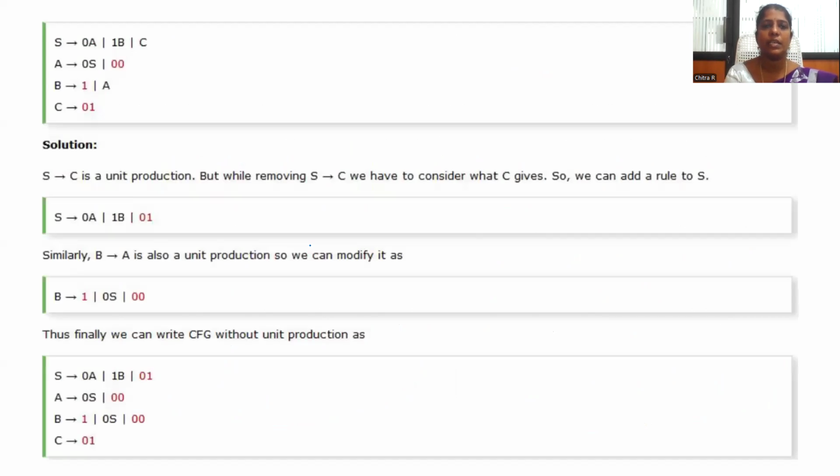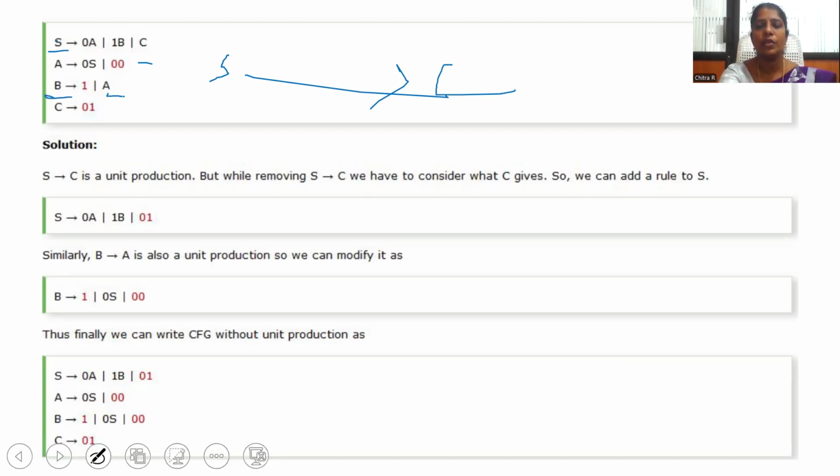For example, consider here: what are all the unit productions? Here S tends to C, where the left hand side is a capital letter and the right hand side is also a capital letter. That is called a unit production. S tends to C is the unit production. Similarly, in this example, B tends to A is the unit production. So you are going to eliminate these two productions.